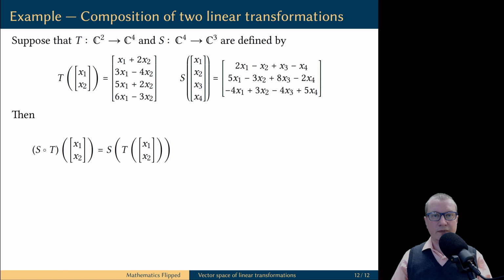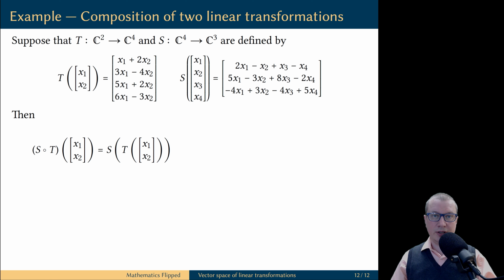Here is an example of this construction. We have a linear transformation T from C2 to C4 and a linear transformation S from C4 to C3. The codomain of T is the same as the domain of S, and therefore we can compose these two linear transformations. Let's compute this composition.